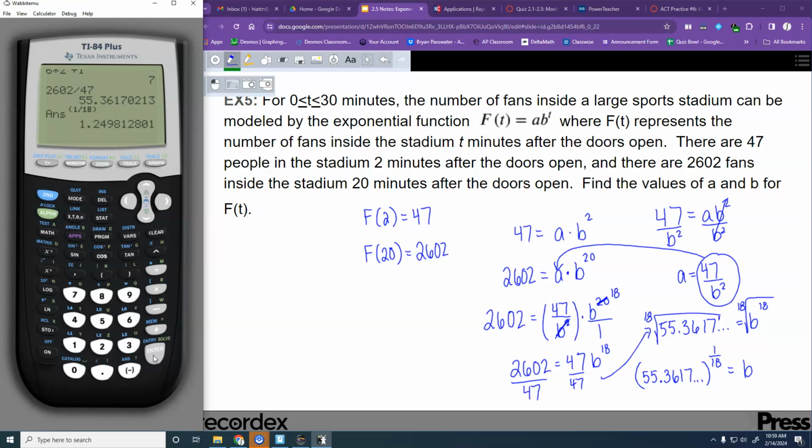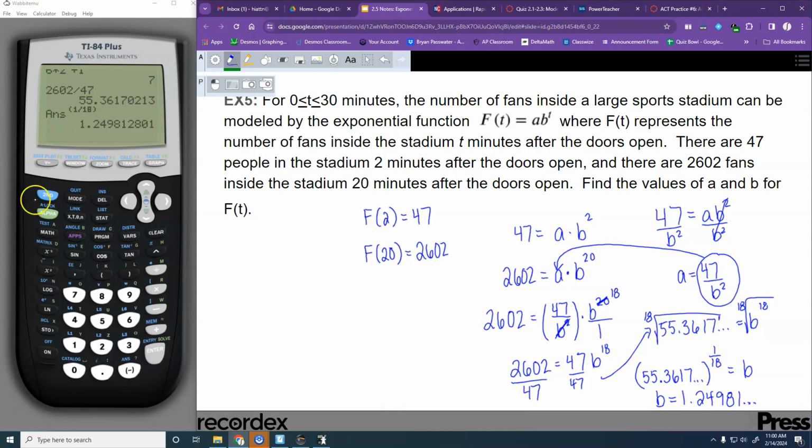And we get that B equals 1.24981, and so on. Okay. And we're not done. Because what do we got to find? We found B. What else have we got to find?